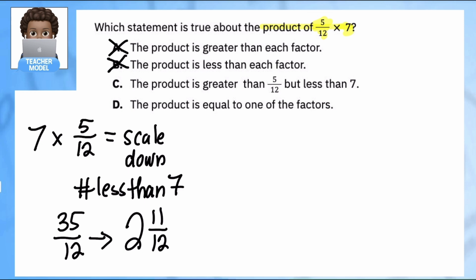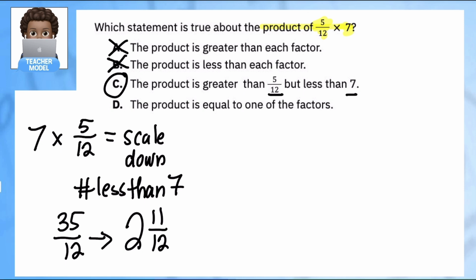Okay, because we just saw it right there. 2 and a fraction is more than a number that is less than 1. Third one, the product is greater than 5/12, but less than 7. That is true when we look at it.